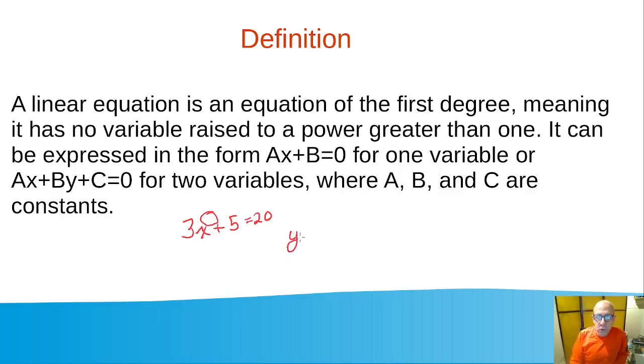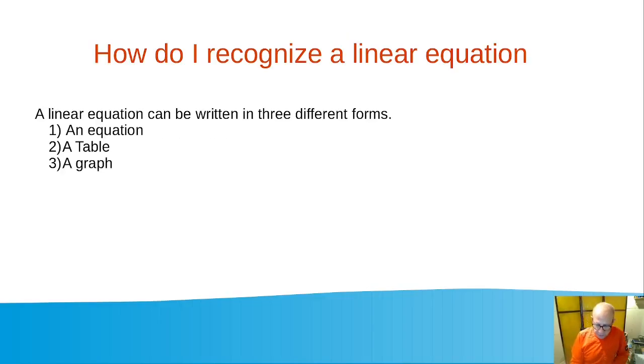We can also have two variable linear equations, and a lot of times we'll see them in this form, y equals 3x minus 5. Again, linear because there's nothing right there. Okay. So those are linear equations. So let's go on to recognize our linear equations.